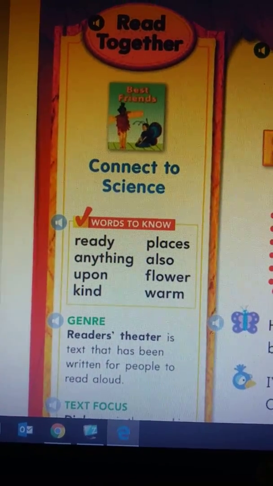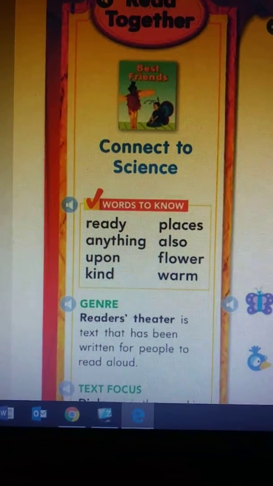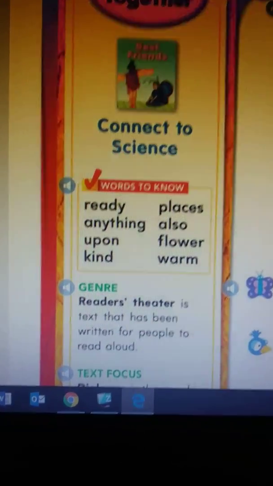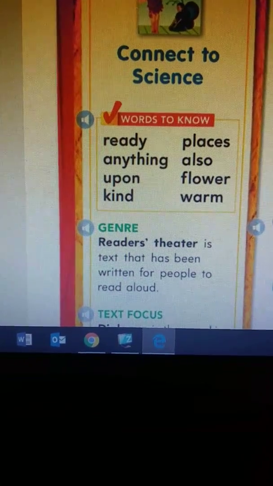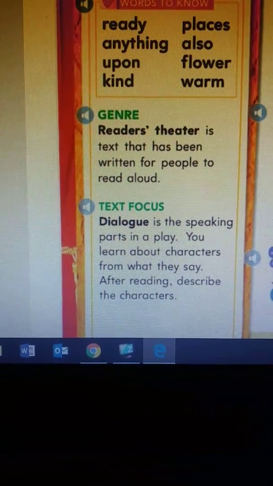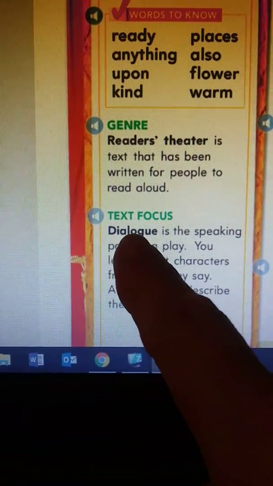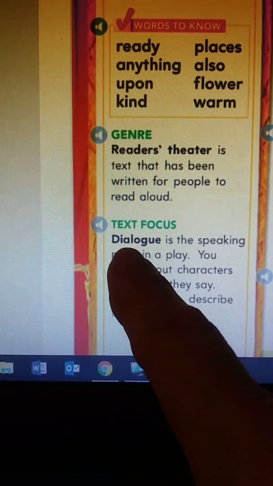We have talked about lots of different genres that we read. We have fiction, we have nonfiction, sorry about that. We have realistic fiction, we have fantasy, all kinds of things. Then after that we have the text focus. What are we going to talk about? There is a new word, dialogue. I wonder what dialogue means.